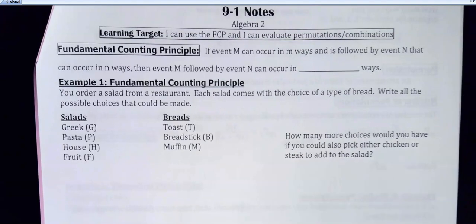Okay, so we're going to start probability today, and we're going to talk about, it's really three things, but they're all connected. So we're going to talk about the fundamental counting principle. I promise this is pretty fast. And then we're going to talk about what we call permutations and combinations.